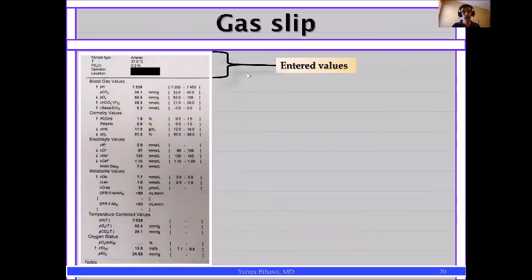Now, also you will see that some of the slips will show you the entered values, like whether this is an arterial sample, the operator name, what's the location, how much FiO2 you are on. You can see that we are on 30% here. What's your temperature? And again, you can see that this is a different way, a different machine gives you different formats, but the basics are the same.